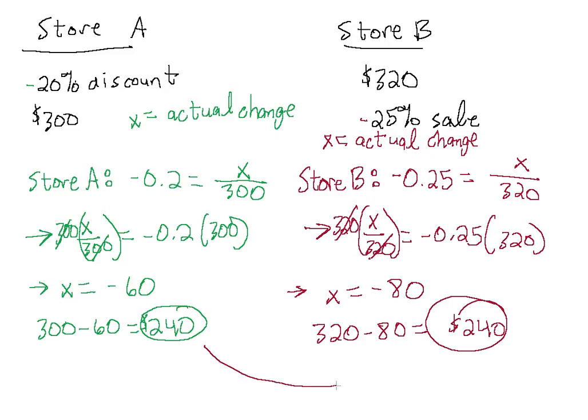So when we compare the two prices, the discount prices for both stores are the same. Both are $240 for the same computer. So actually it doesn't matter what store you prefer to buy from, the price is going to be the same. So it's kind of cool how this worked out. But this is the basic theory here: we're setting up a percent of change equation for both stores. They're going to be independent of each other, and then we finally compare the sales price at the end.